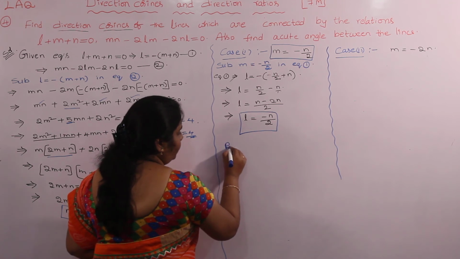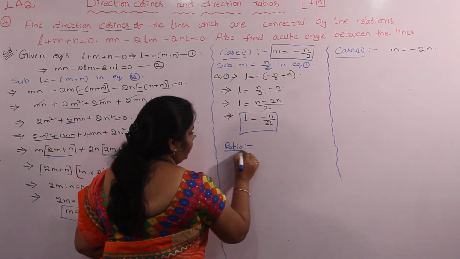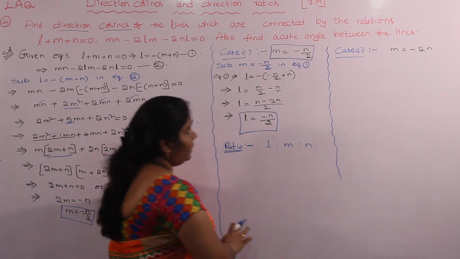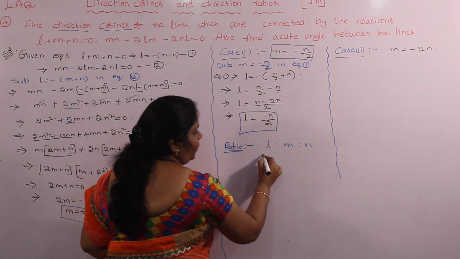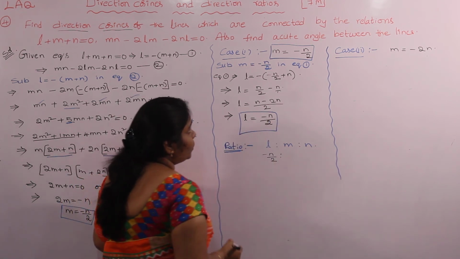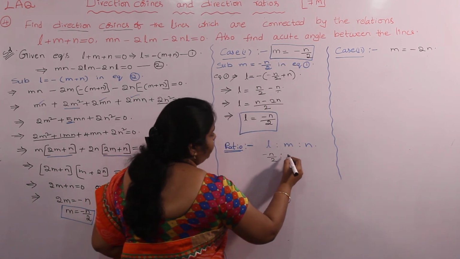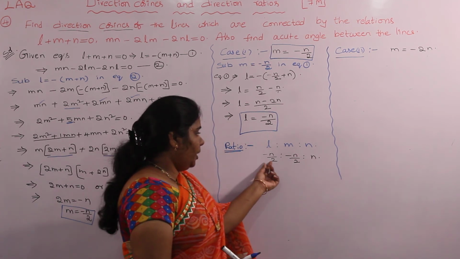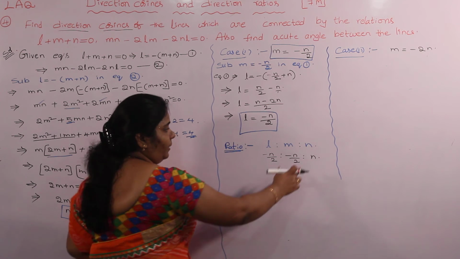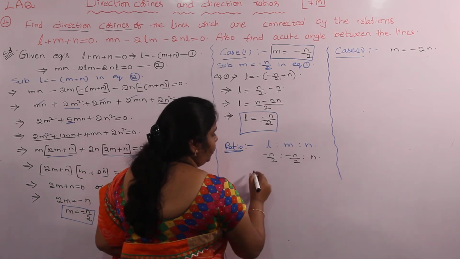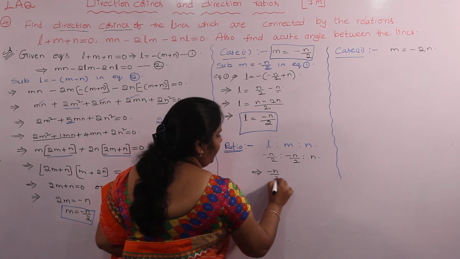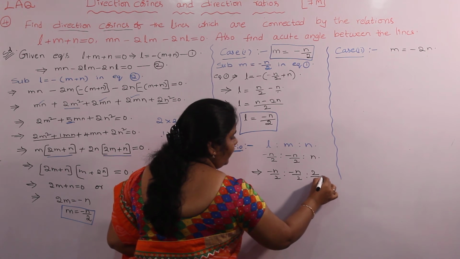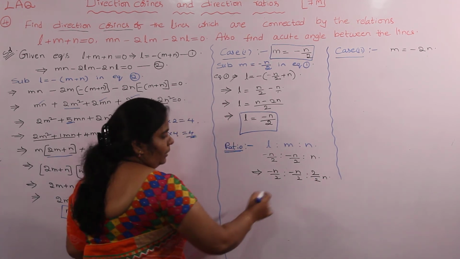Now take the ratio, L comma m comma n in ratio form, we get the DRs. Now take the ratio, that is L is to m is to n. L is minus n by 2, is to m is minus n by 2, is to n as this n. In the denominator we have 2, 2, so multiply with the third function also, multiply and divide with the 2. That implies minus n by 2, minus n by 2, is to n, value no change.